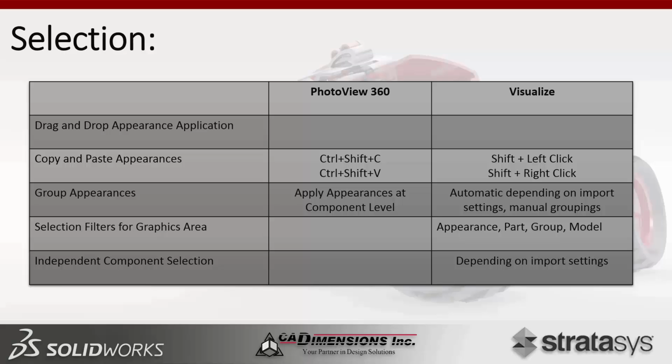The selection filters that I mentioned here, we have available for the graphics area. In Visualize, you can choose filters for picking up appearances, picking up parts, picking up groups, or picking up the model itself. So you can sort of filter out your graphics area as to what you're clicking on to pinpoint what it is you're trying to select, which I found very helpful.